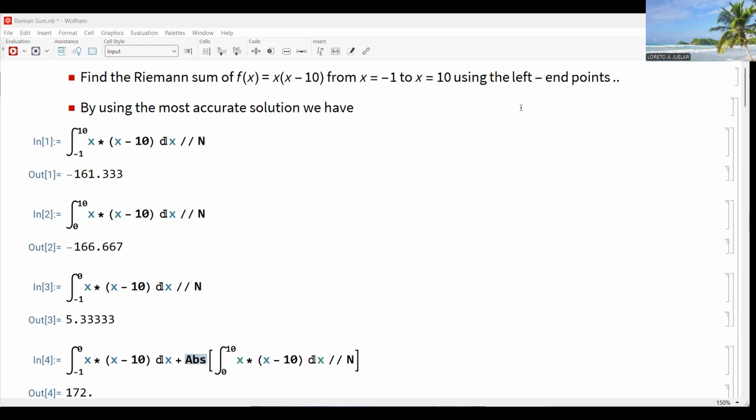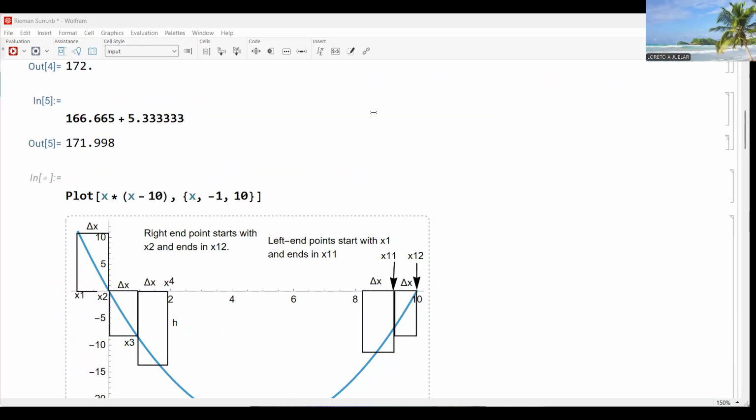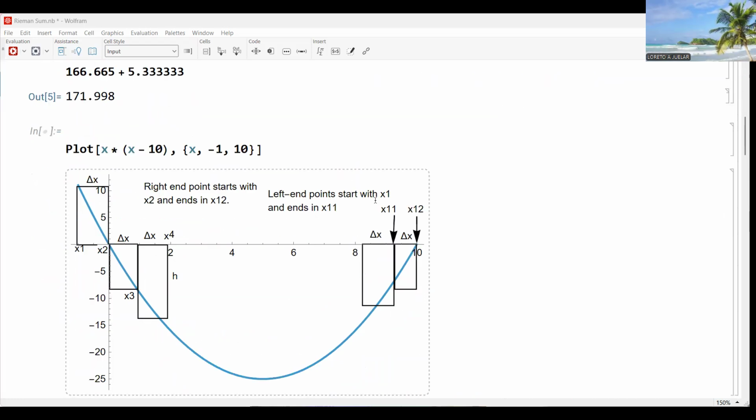So the first problem here is to use the left endpoints. So the left endpoints here start with x sub 1 and end in x sub 11. Okay. So the total number of points here is equal to 12 from negative 1 to 10. So that is 12.